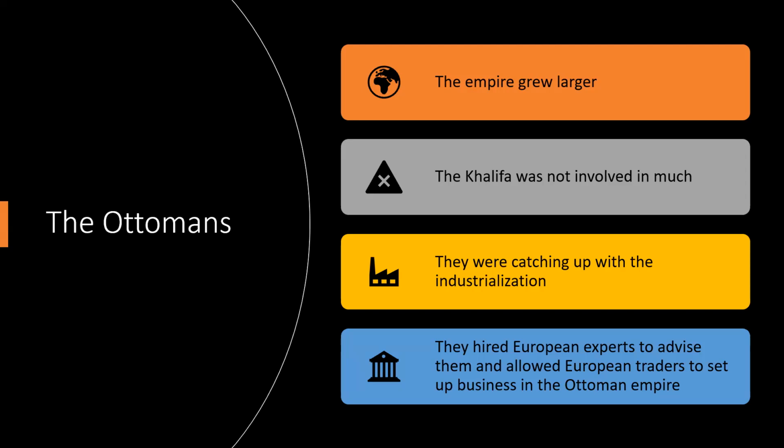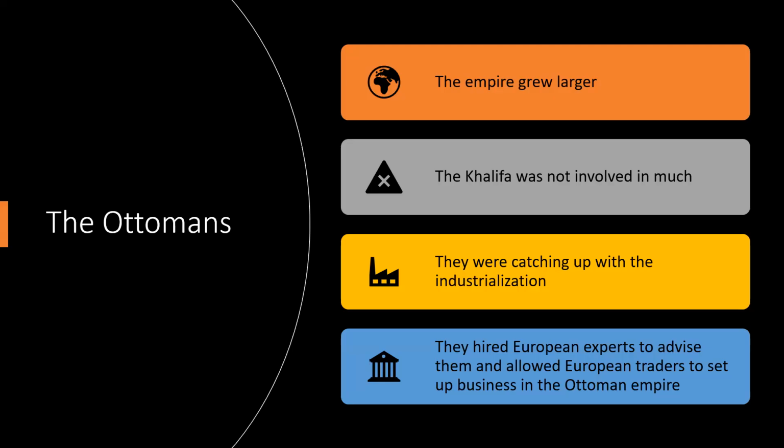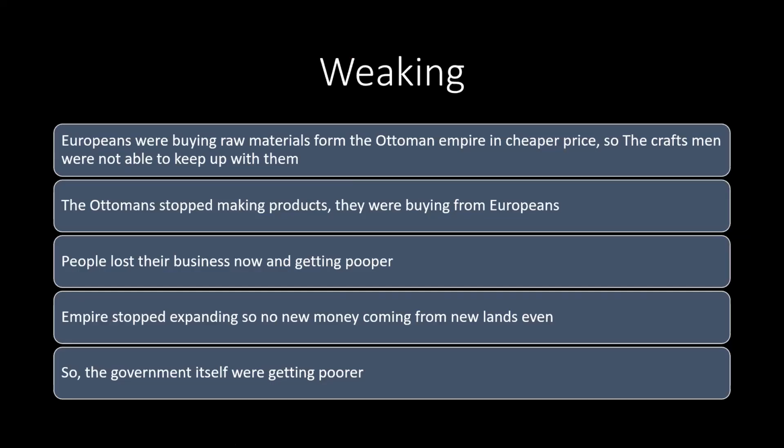If you have taken the class that we were doing in the early modern age last year, we talked about how the Khalifa was not involved directly in ruling the country or his own empire. He was not involved. So that actually led to the weakening of our ummah.